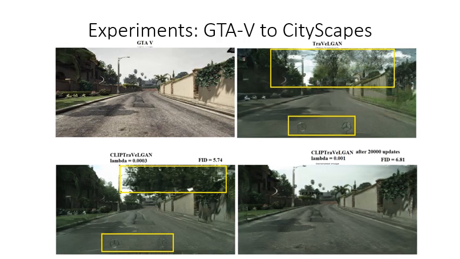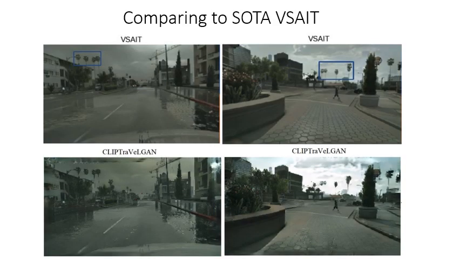On the next picture, we can see the same. TraVeLGAN and CLIPTraVeLGAN hallucinate trees instead of open sky, but when lambda is increased, the translation is semantically robust. Here we compare CLIPTraVeLGAN to the state-of-the-art model, vector symbolic architecture. Both translations are semantically robust. Our proposal is not better than SOTA, but is close to it. And our method is simple and easy to implement.